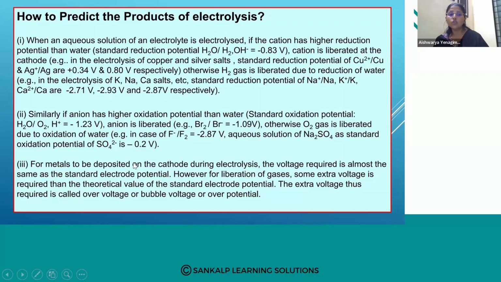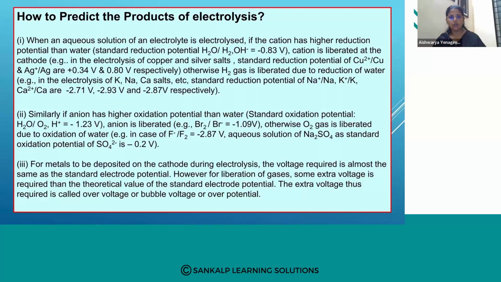For metals to be deposited on the cathode during electrolysis, the voltage required is almost the same as the standard electrode potential. So for a metal to be deposited on the cathode, how much voltage is required? It is almost the same as the standard electrode potential. However, for the liberation of gases, some extra voltage is required beyond the theoretical value of the standard reduction potential. You need to put an extra external push. That extra voltage is called what?